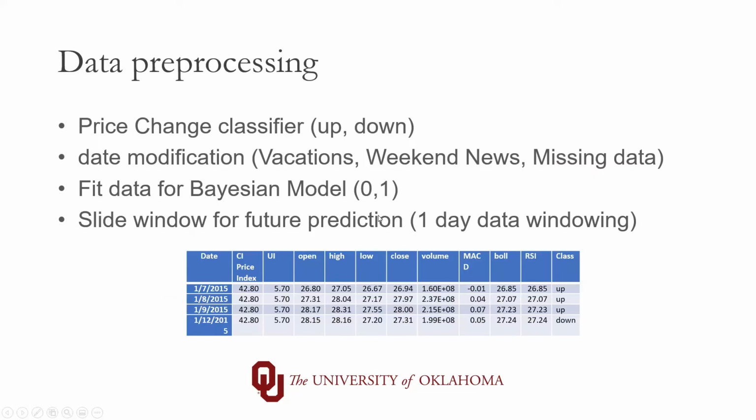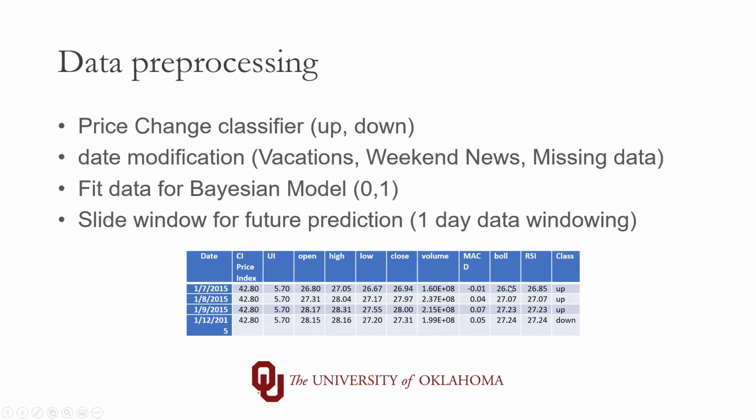Second is the data pre-processing. For data pre-processing, we added a class for price movement up or down based on the difference between today's price and yesterday's price. Also, we added a spread in the index of the price and the unemployment. So we have price, unemployment, low and high, and volume.